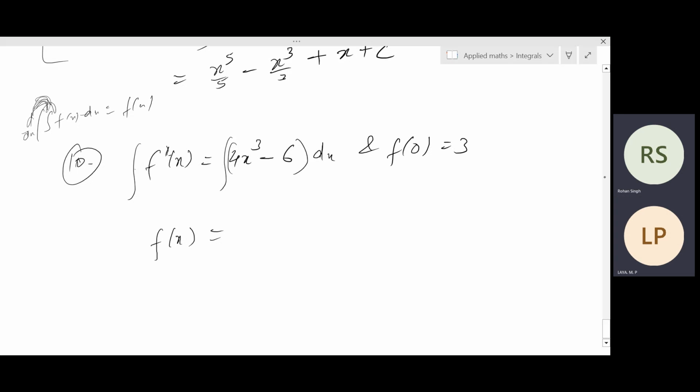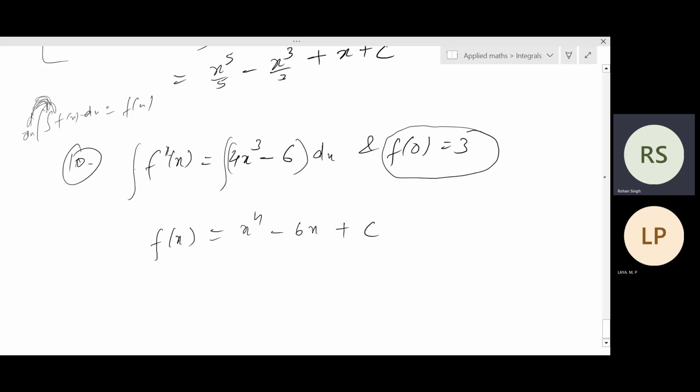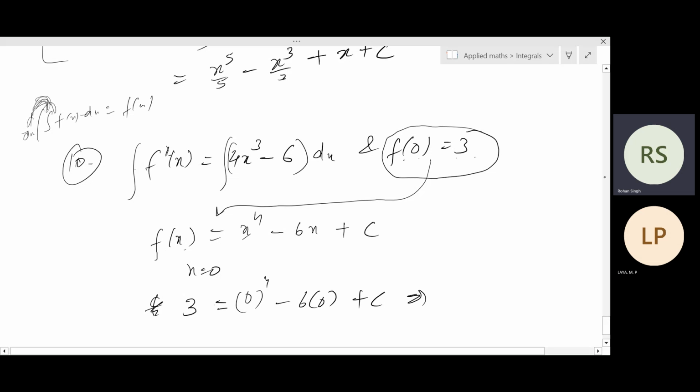Now let's integrate the right hand side. This will be x to the 4 by 4. So 4 will cancel out, and this will be 6x, and then there is the constant c. Now this is why this value is given, to calculate this c value. So we know that at x equal to 0, the function's value is 3. So let's substitute this value back into the function. We get f0, which we know is going to be 3, and then x to the 4 becomes 0, 6x becomes 0, and you'll only have c. That means c is 3.